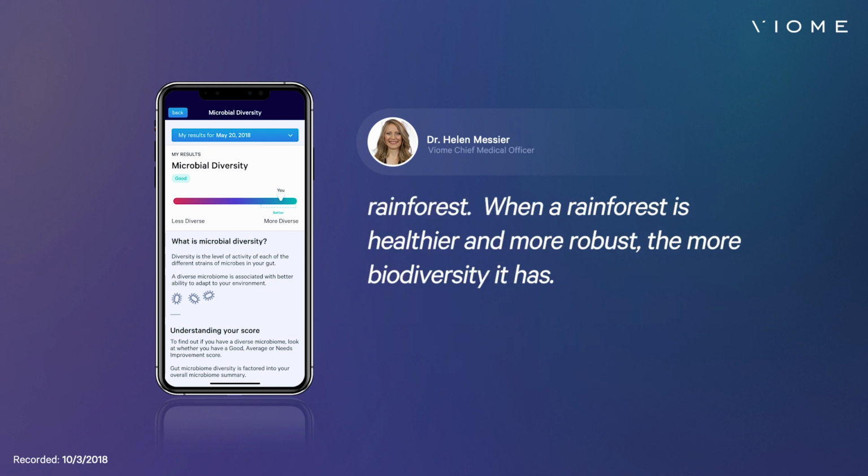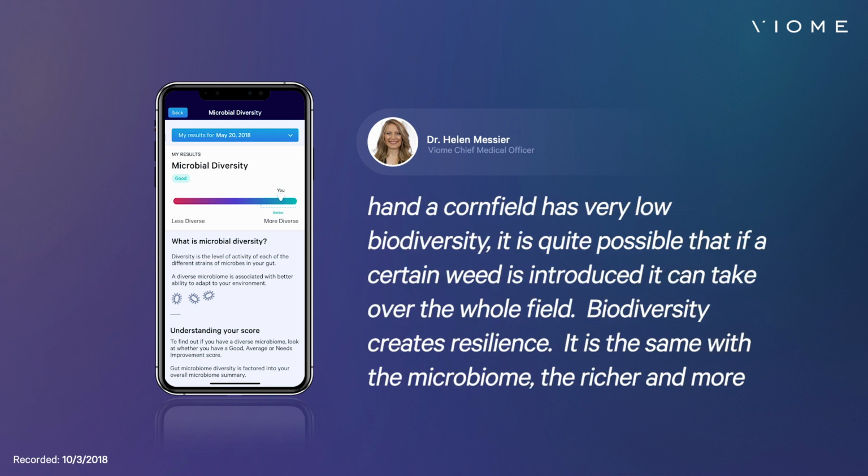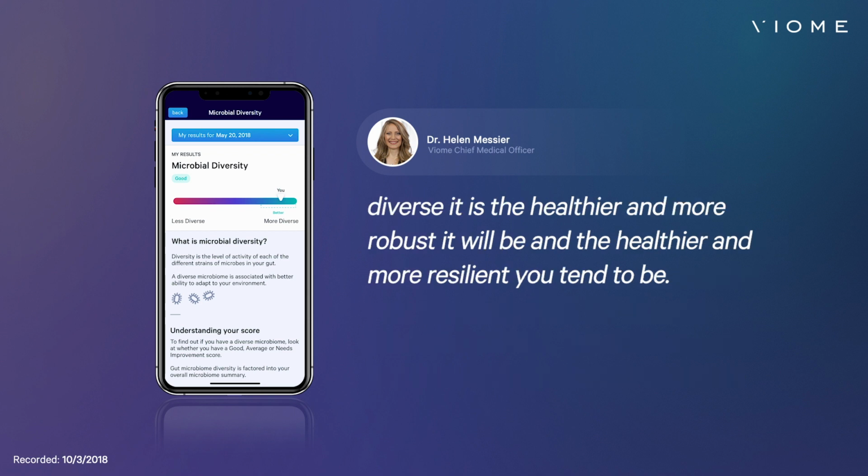Think of your microbiome as a rainforest. When a rainforest is healthier and more robust, the more biodiversity it has. In a rainforest, there are many different plants and trees that form a complex ecosystem. When a new weed is introduced, it will not take over because there are so many other plants keeping everything in balance. On the other hand, a cornfield has very low biodiversity, and it's quite possible that if a certain weed is introduced, it can take over the whole field. Biodiversity creates resilience. It is the same with the microbiome. The richer and more diverse it is, the healthier and more robust it will be, and the healthier and more resilient you tend to be.